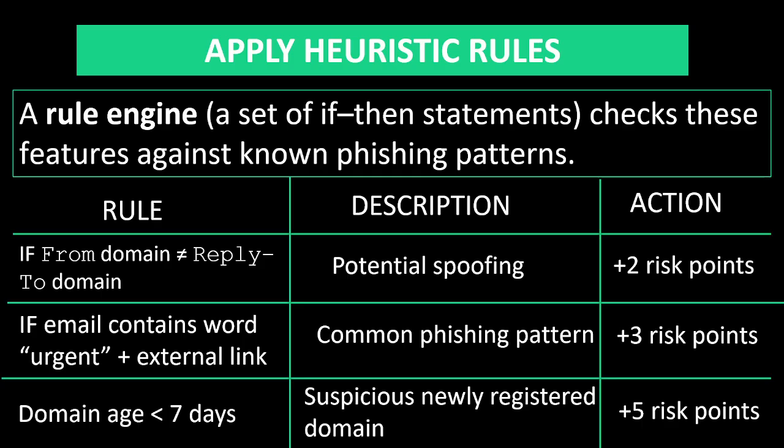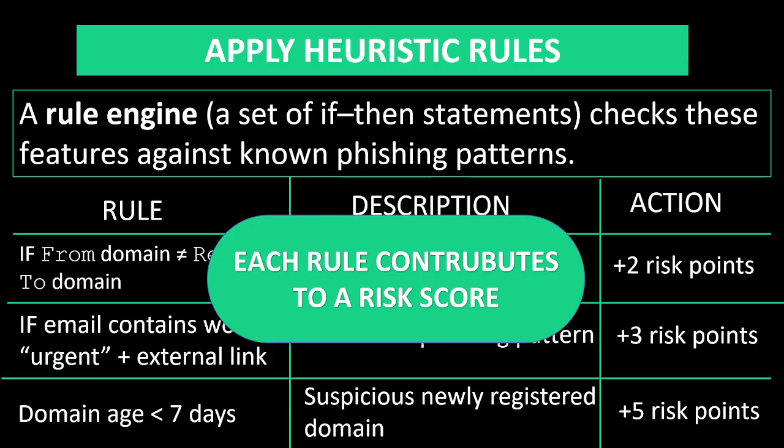Then the next rule is domain age is less than 7 days. Then the description is suspicious newly registered domain. Then you add plus five risk points. And all these risk points contribute to a risk score.